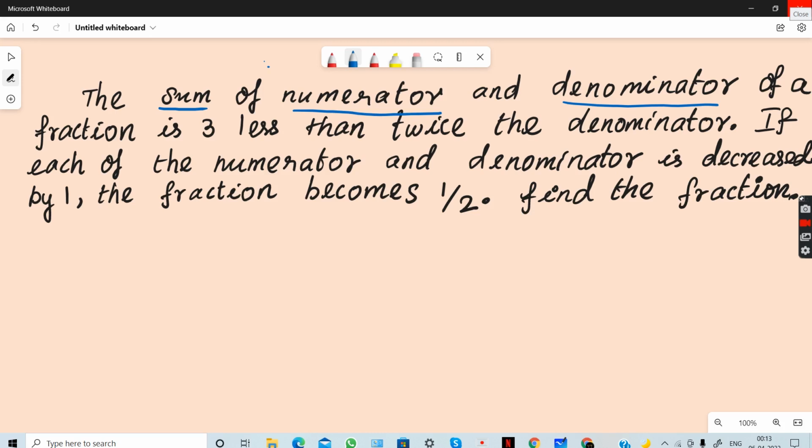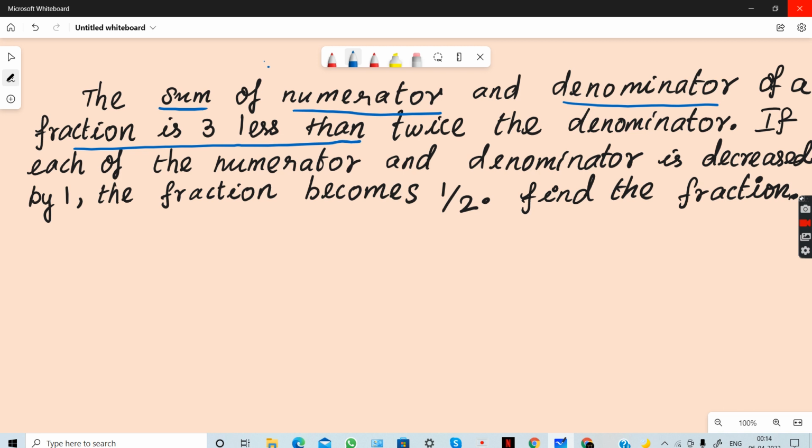So we have a question from an algebra lesson. The sum of the numerator and denominator of a fraction is less than twice the denominator. If each of the numerator and denominator is decreased by 1, the fraction becomes half. Find the fraction.